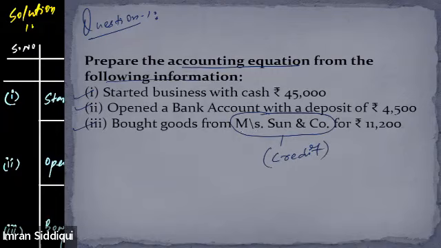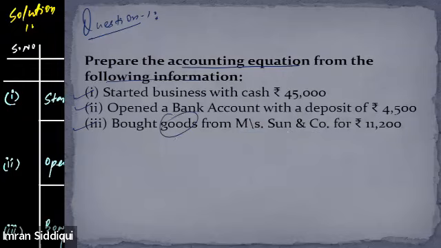Whenever the name of the seller is given, like in this question, bought goods from Messrs. and Son and Company is given, that means the name of the seller is given. So whenever the name of the seller is given, we should simply presume that goods must have been bought on credit. All right. So if we are buying goods on credit, how is it going to affect the overall equation of the business? Firstly, since we are buying goods, the value of the goods in the business will increase. So basically, when you buy goods, the stock of goods will increase. Is that clear to you? Stock of goods will increase by 11,200. Is that clear? Yes or no?